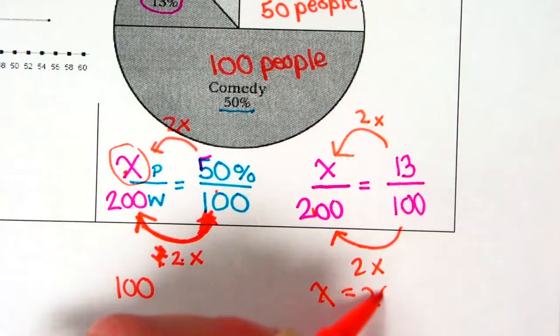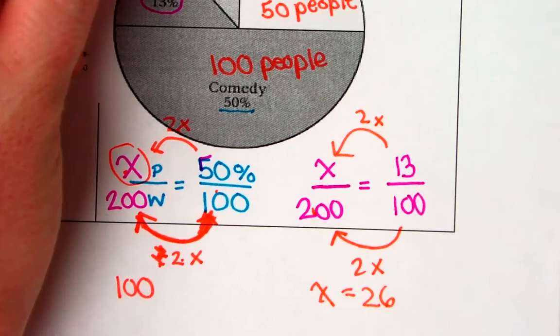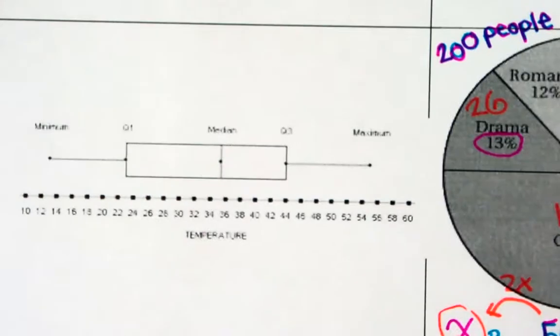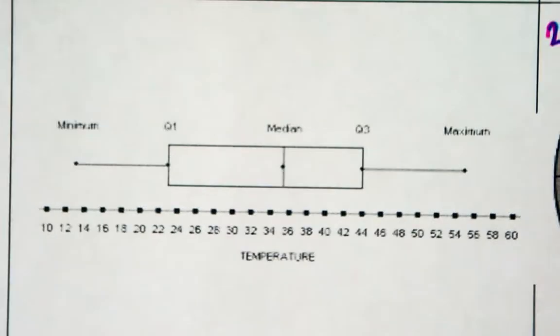If you don't believe me, try the proportion. And then let's do drama. Let's see how many people like drama. So I can't do that one in my head. 13% is kind of an ugly percent. So we don't know how many people, but we know it's still out of 200.